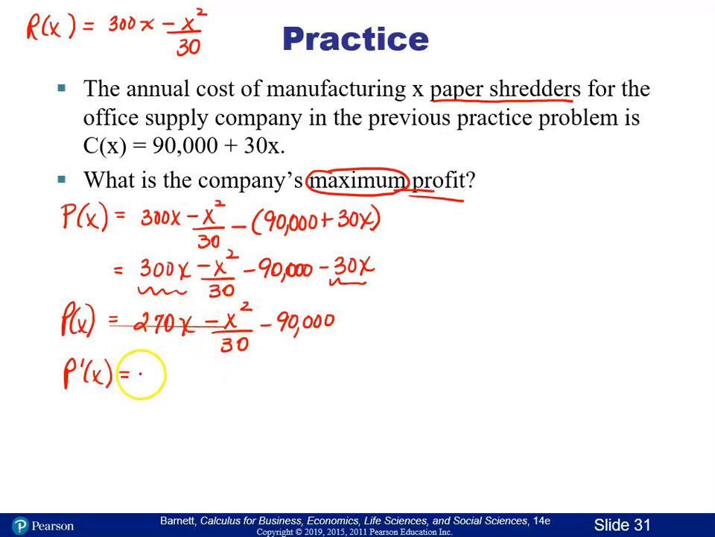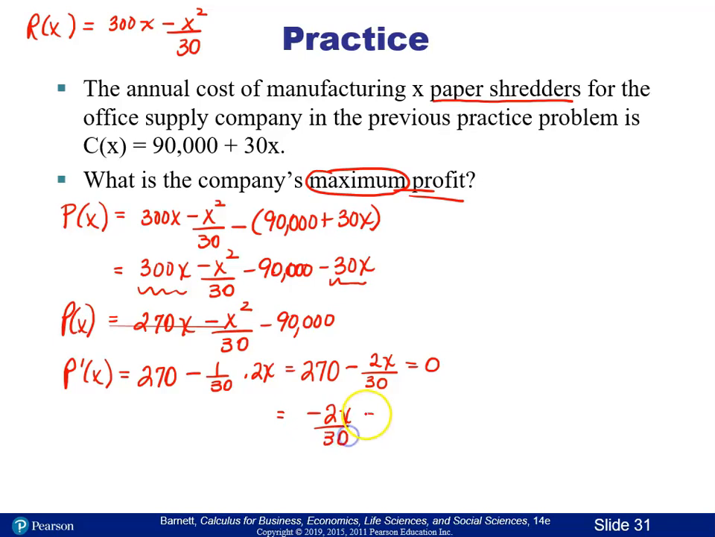Okay, so the derivative here of the first term would be 270. The derivative of this one is going to be negative 1/30 times 2x, because just think of it as the fraction 1 over 30, and then the function is x squared. And then the derivative of this would be 0. Okay, so that's going to be 270 minus 2x over 30. We want to set that equal to 0, and you could do 1 over 15 here. That would be fine. Okay, so I'm going to have negative 2x over 30 is equal to negative 270.